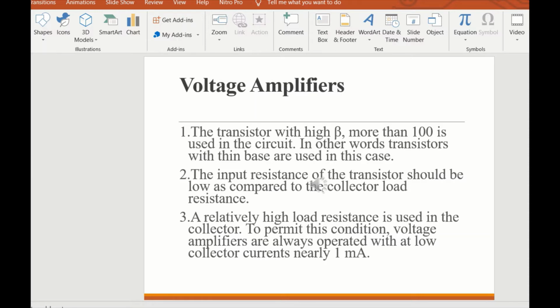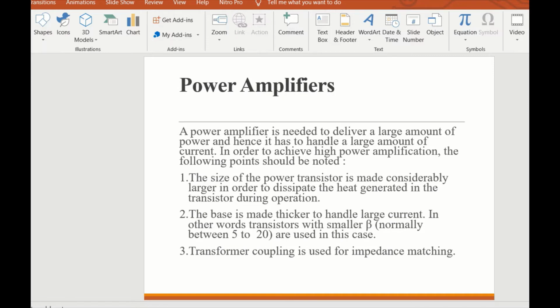Moreover, in case of voltage amplifiers, a high load resistance is used at the collector. Since the load resistance is high, the load current is always very low, in the range of 1 milliampere. In case of power amplifier, the purpose is to deliver a large amount of power, and power amplifiers handle a large amount of current.